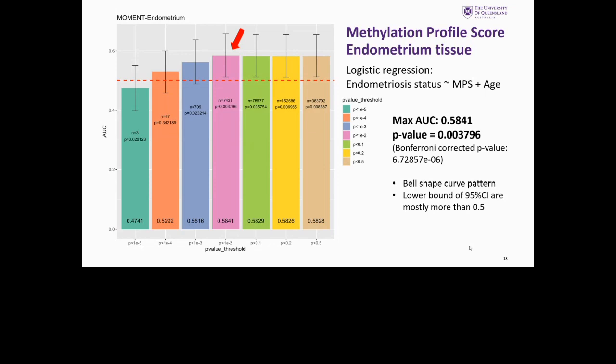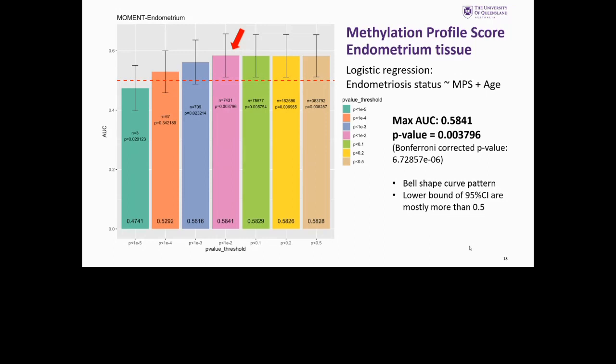But then remember, all these results derive from a low sample size with less than 1,000 samples, which is really low for an analysis like this. And given such a low sample size, we can still detect minor signals, like a bell-shaped curve pattern as we increase the methylation size we use to calculate the score. And the lower bound of our 95% confidence interval for most of our AUC is mostly more than 0.5.